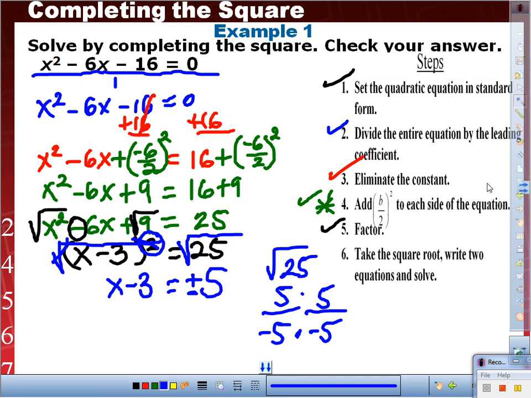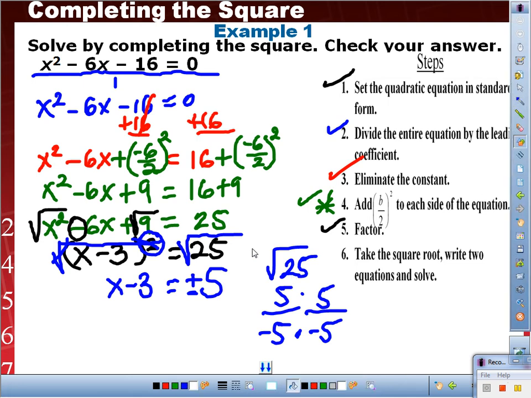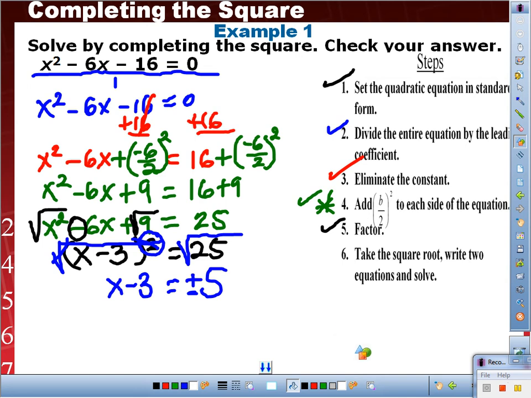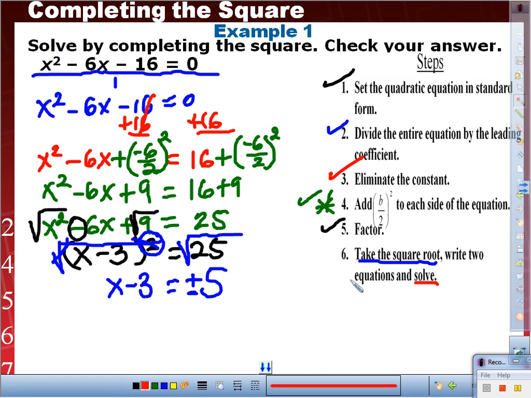Alright, so check this out. Hold on. Let me finish step 6 before you copy. So I'm done with take the square root. I'm going to jump right into equations, and I'm going to go to this step. Solve. Look at it. What do I need to do to solve for x? Add 3. So I'm left with x equals 3 plus minus 5.